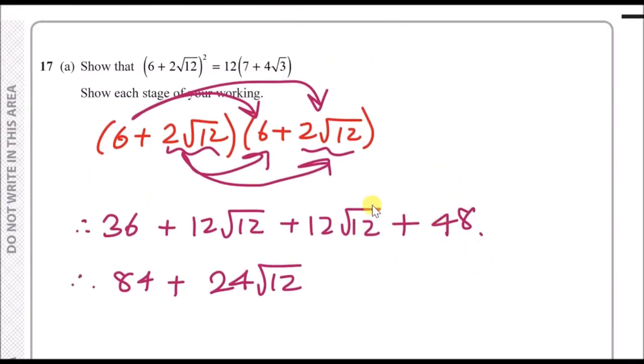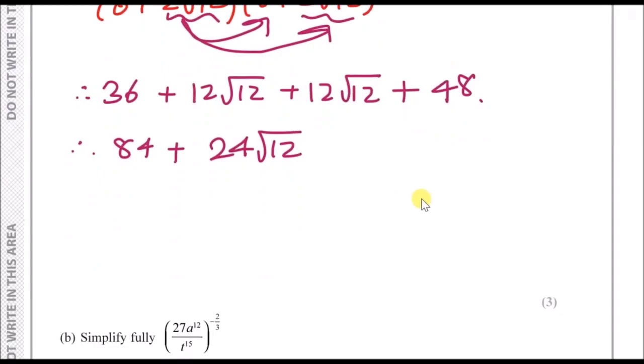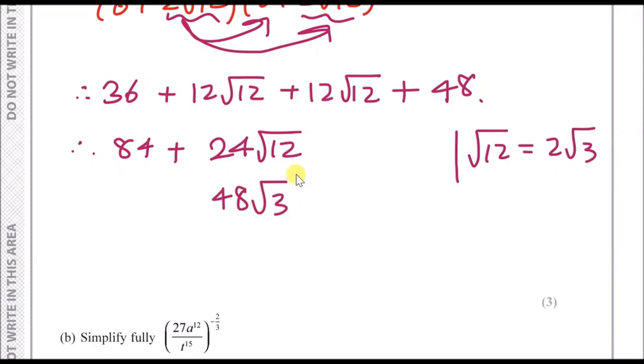Now we're almost done. What we need to do now is somehow factorize, and we need to break down root 12 to get root 3. Thankfully you've got a calculator, so I will just put root 12 in. If you put root 12 in, you should get a result of 2 root 3. And 2 root 3 times 24 will give us 48 root 3. Technically you could just write 24 root 12 and you get that as well. And again, put 84 here.